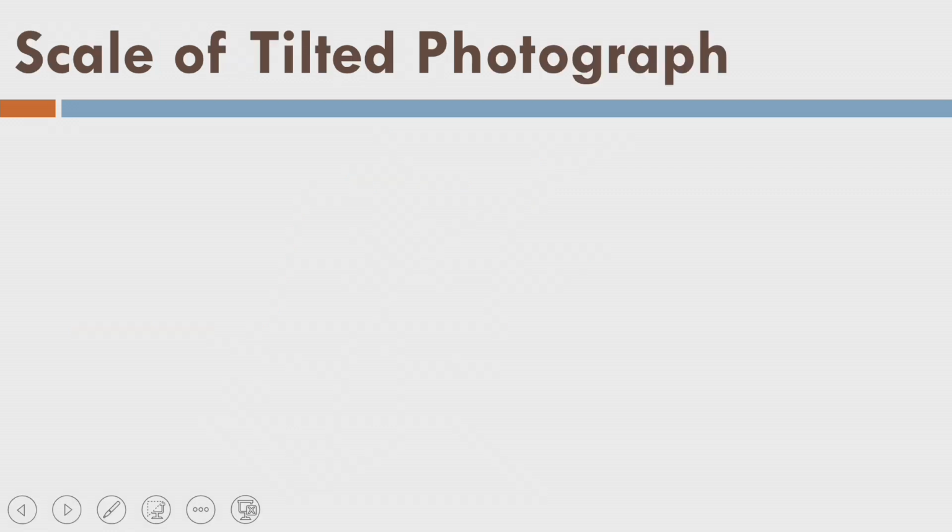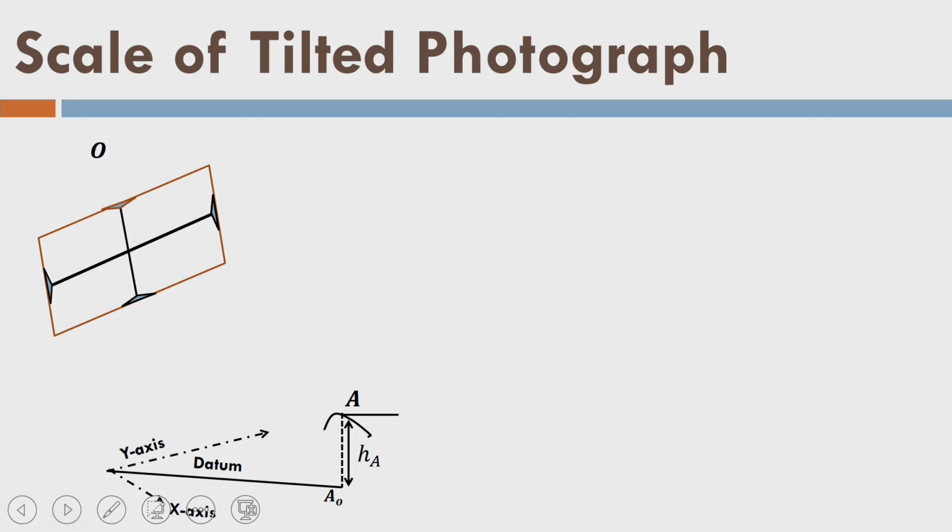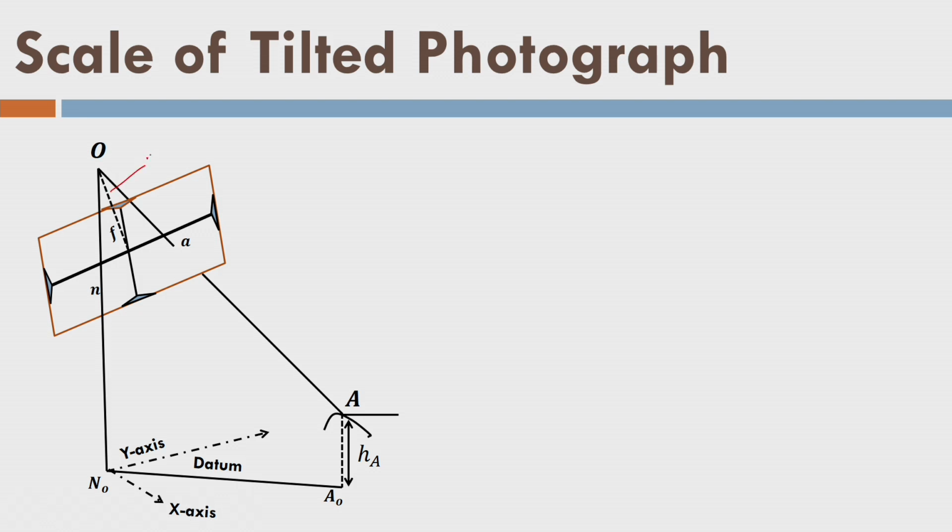Now, let us measure the scale of the tilted photograph. So, let us say this is a point A on the terrain, so there is a datum. Point A has height HA. Let us say there is an image. There is a point N and there is a point A here which is imaged. Now, this is my focal length f, because this is my optical axis. So, this is line N, point N here and the point K here. This is my principal line.